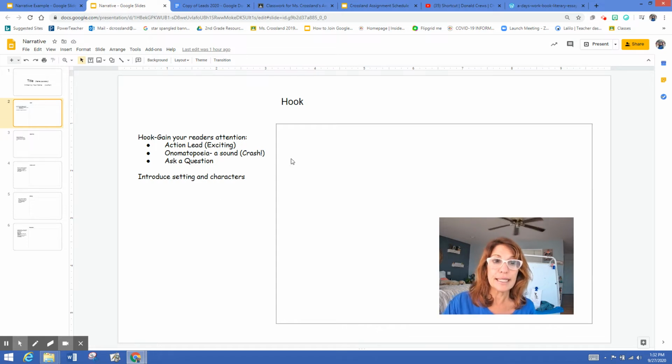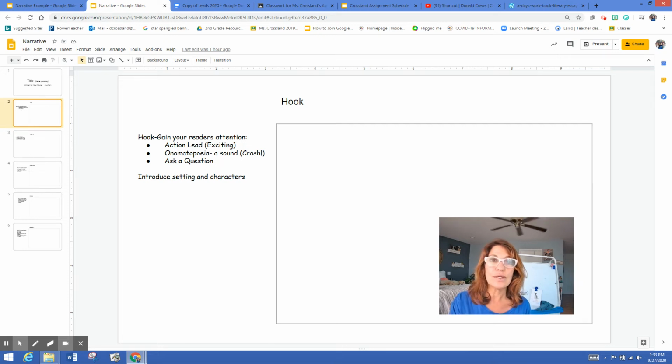Now, onomatopoeia is another way that we can hook our readers. Onomatopoeia is a sound, and it's just any sound that you can think of. So if you break something, you might write crash. If you're walking on a wooden floor or somebody's walking and you hear creak, creak, you could start with creak, creak. And those words that make that sound, those are onomatopoeias.